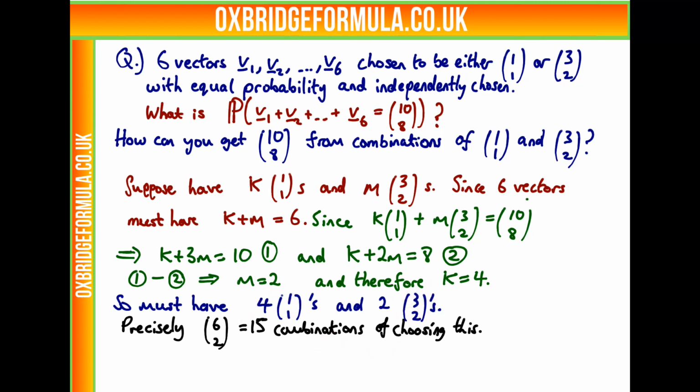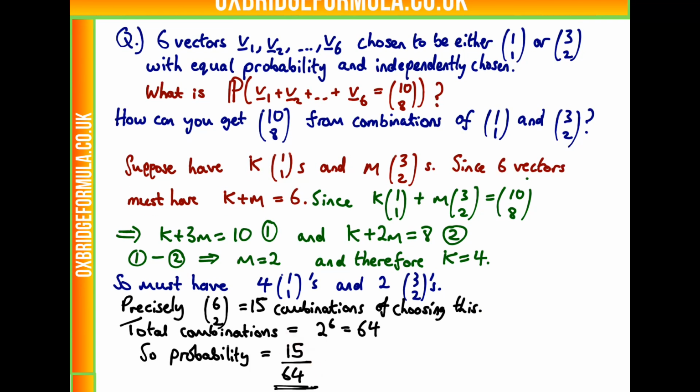But how many combinations are there in total? Well, because each one can be either (1, 1) or (3, 2), there are precisely 2 to the 6, which is equal to 64 total different combinations of v1 up to v6. So the probability, because each choice is of equal probability, is precisely 15 over 64. So the answer is B.